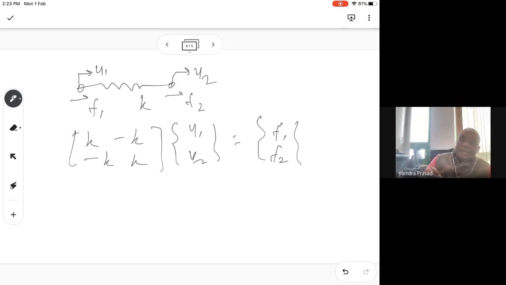Now, there are many solutions to that. One of the solutions will be just the rigid body movement.